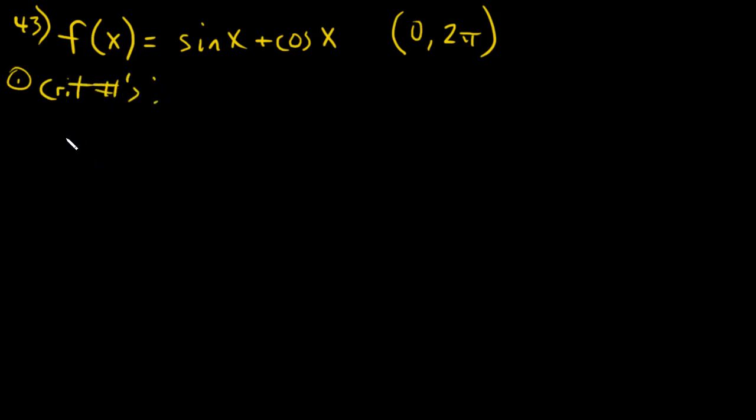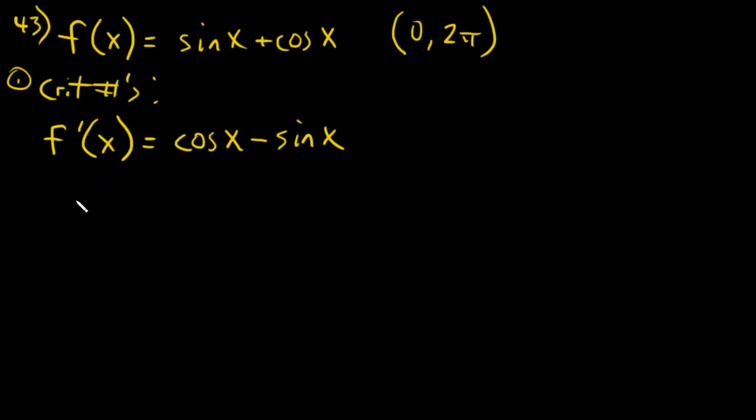I need my f prime function for that. So f prime of x is going to be, well, derivative of sine of x is going to give me cosine x. What's the derivative of cosine x? Exactly, it is not positive sine of x, it is negative sine x. So minus sine x.